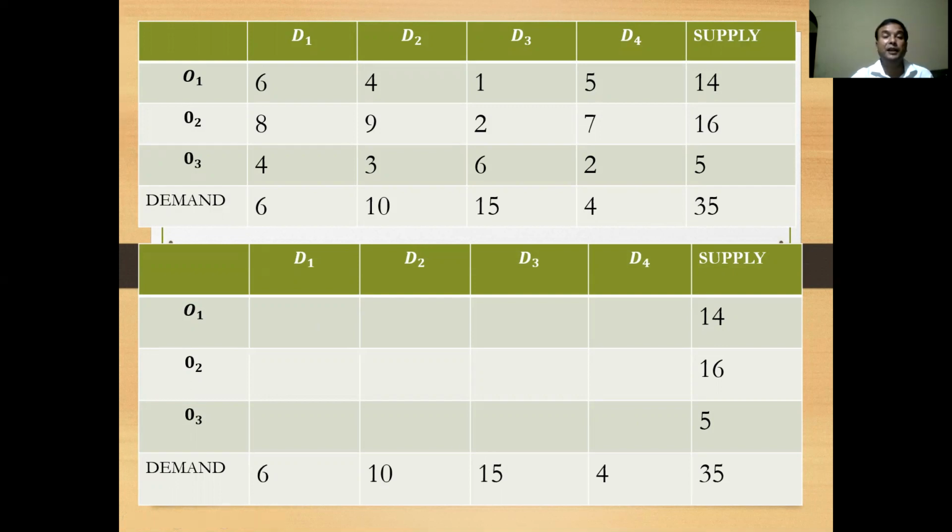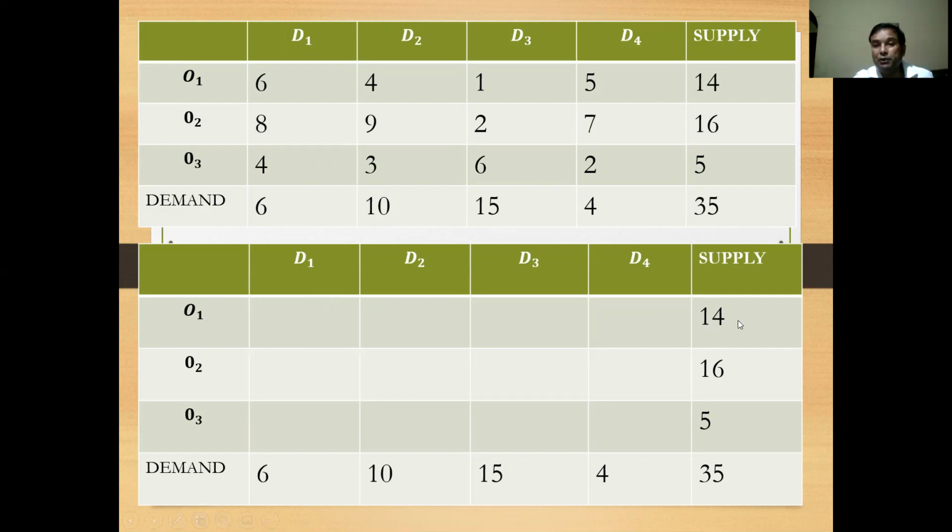The northwest corner rule means that in the table, we start from the northwest cell. This part is the north, and this part is the west. So the northwest corner means the top left cell, which is the first origin and first destination. This is the first required cell, it means destination 1 and origin 1.